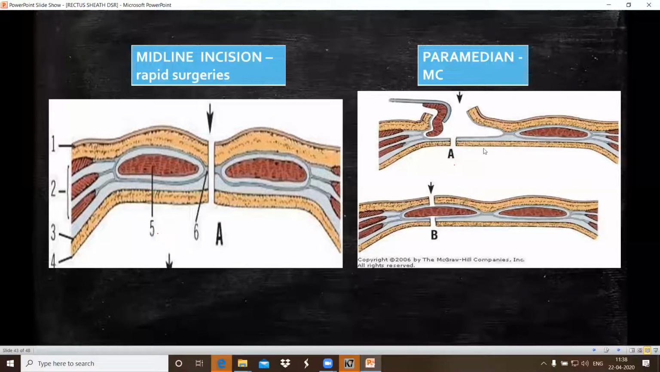Next is paramedian. So this is the midline. From there, 2.5 centimeters laterally is the paramedian. We incise the anterior wall of the rectus sheath. We retract the rectus abdominis muscle from medial to lateral. We cut the posterior wall, do the surgery and complete the surgery. So this is a paramedian, just 2.5 centimeters lateral to the midline.